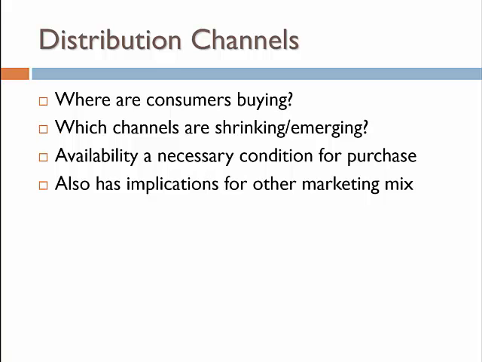So it's important to recognize that these trends have to be factored in when we are making these decisions, so that we can ensure that our products are available in the channels that are sought out by the segments that we have chosen to target, because availability is a necessary condition for purchase. If your product is not available in the right channel, it may be the best product out there. It may be part of the consideration set also.